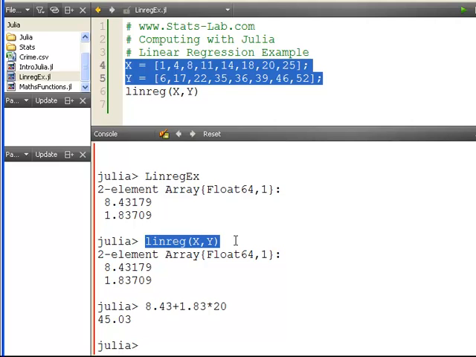Again, in a nutshell, the command is linreg x and y. Insofar as Julia goes, there are no p-values or anything like that. It's very simple, it just returns the coefficients. Hopefully in future versions there'll be a bit more statistical information. Okay, that ends our presentation.